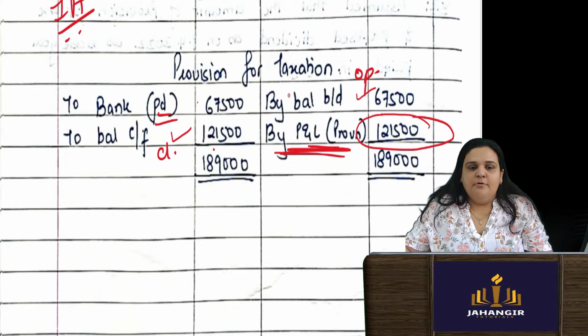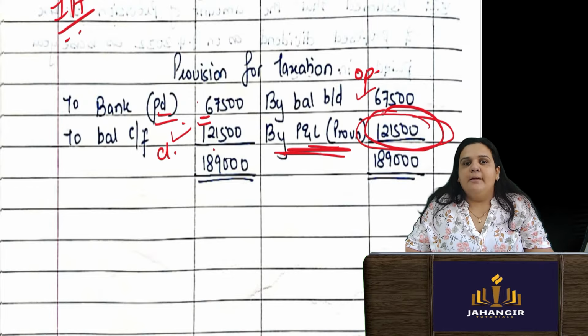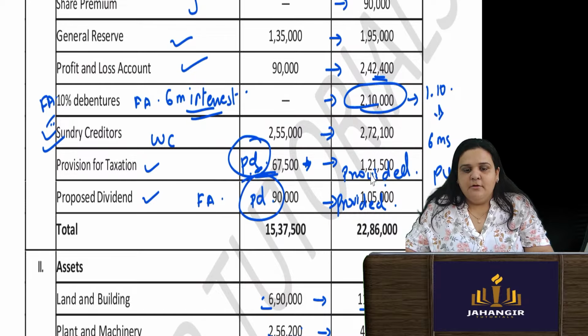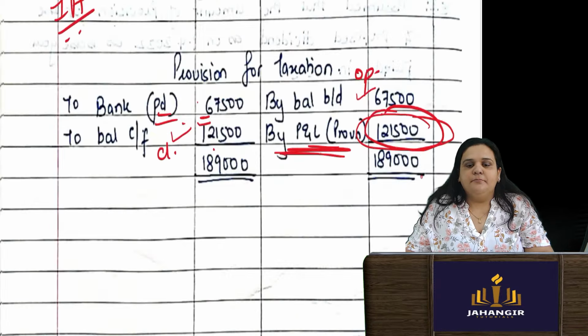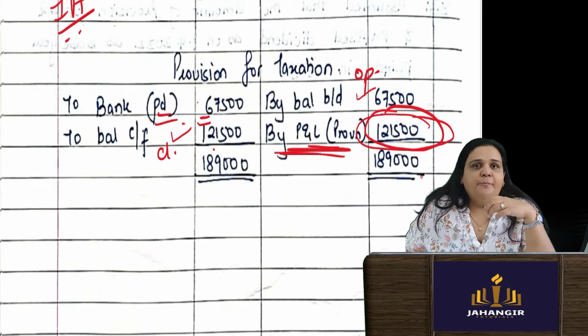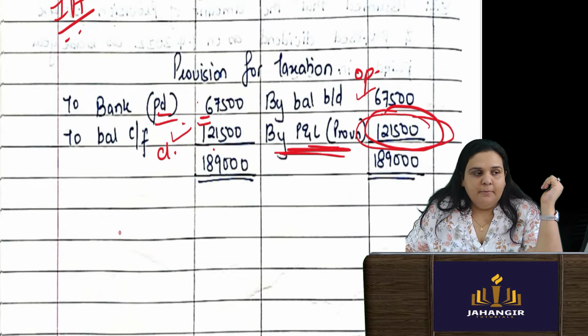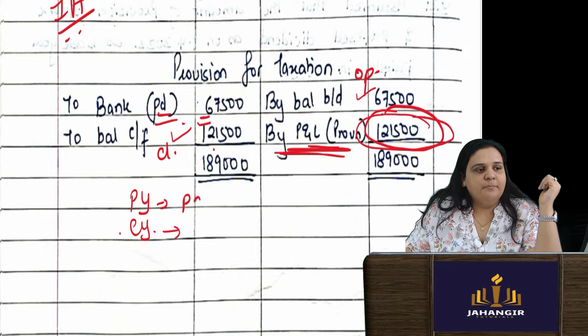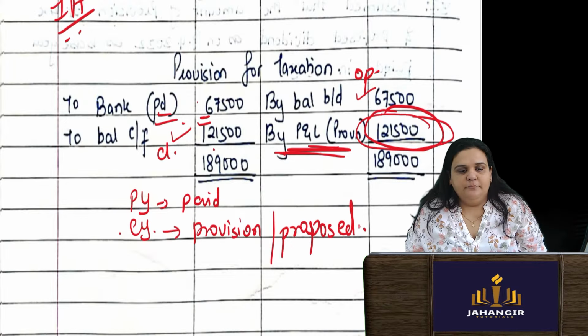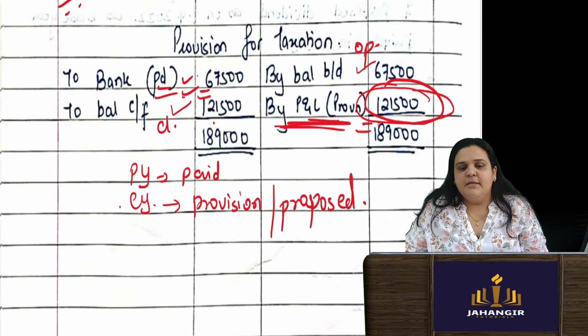So to bank, provision for tax account debit to bank. So your balance figure is your by P&L provision for tax. See, it is the same thing. 2,21,500. So for provision for tax and proposed dividend, always remember that the previous year will always be paid, and the current year will be proposed or provision. So previous year I paid it, current year became the provision.